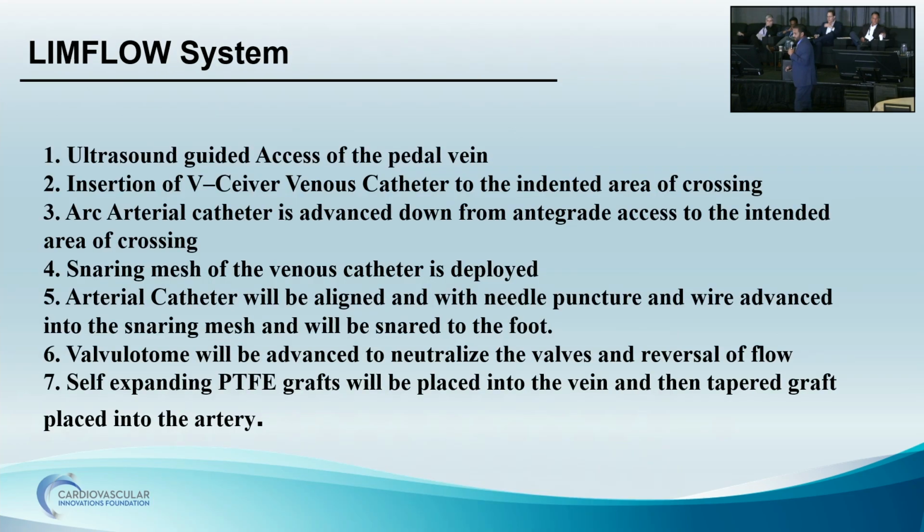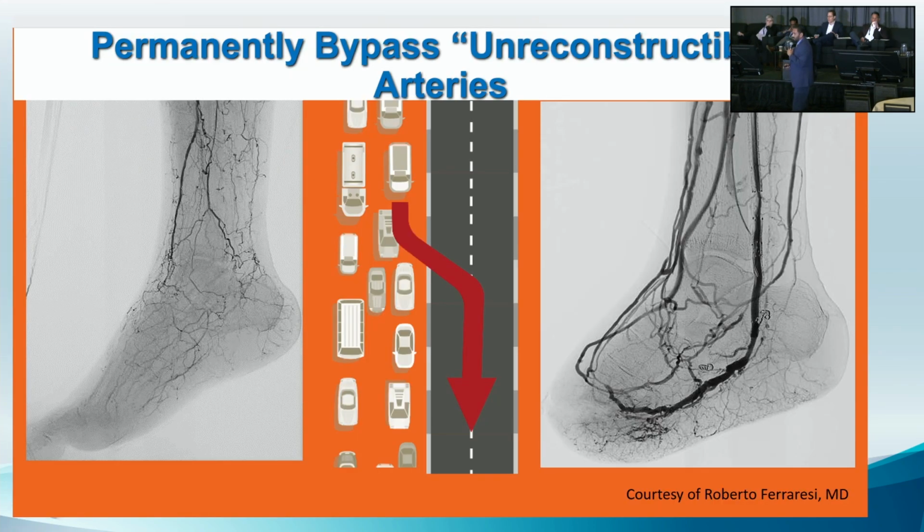So this is just describing the lymph flow system and how it is done. The end result is a permanent bypass of the unreconstructed arteries, and you can see the oxygenated blood is diverted to the veins into the foot.